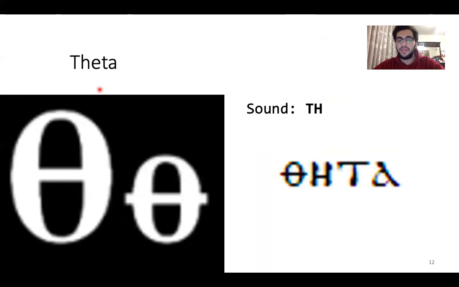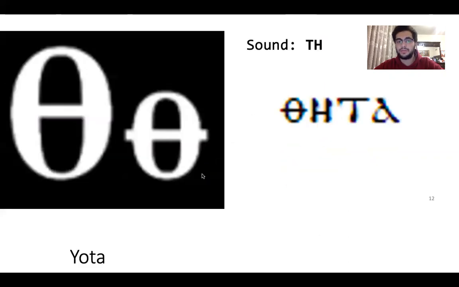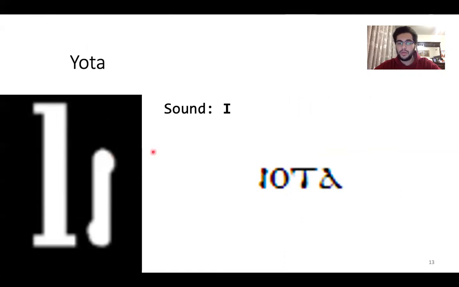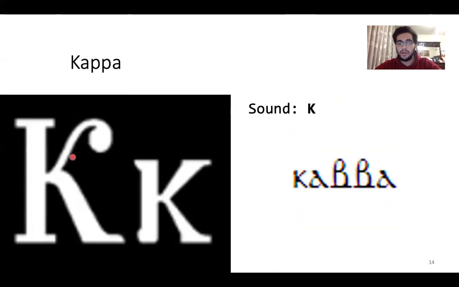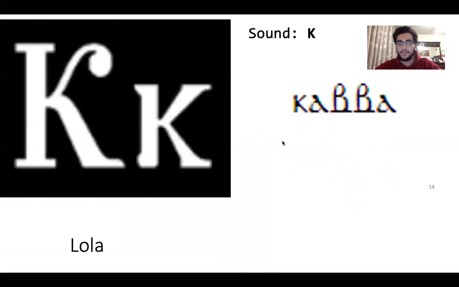Then you have theta, or theta right here. It makes a TH sound. It looks like a circle with a line through the middle, uppercase and lowercase. Then you have Yota. Yota is the I sound in Coptic. It's spelled like this, and it looks like a line or a 1. You have Kappa, which is a K, and it sounds like a K.